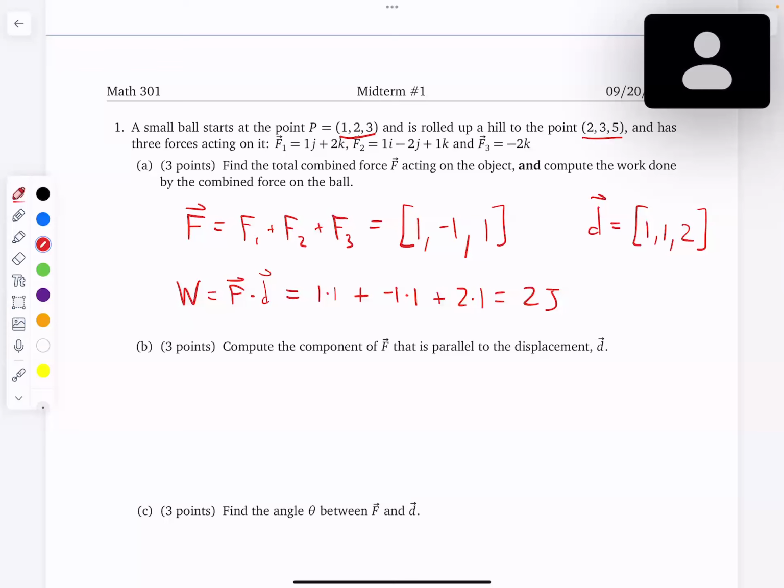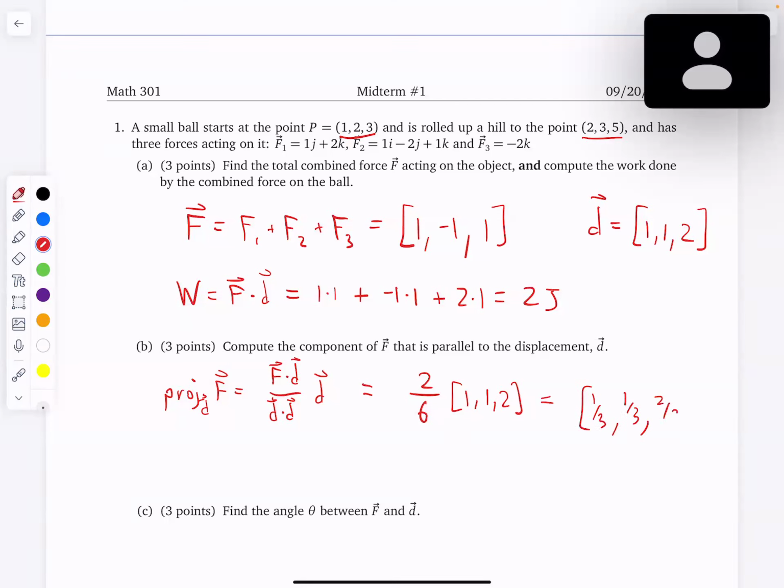Compute the component of F that is parallel to the displacement. So that's just the projection of F onto D. The formula for that, remember, is F dotted with D over D dotted with D times the vector D. And so that becomes 2, which we just computed. D dotted with itself looks like we get 1 plus 1 plus 4, so it's 6. And then you just multiply that by the vector D, which is 1, 1, 2. So you could leave it like that, or you could write it as 1/3, 1/3, 2/3.